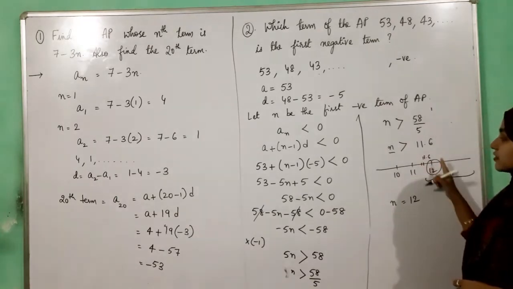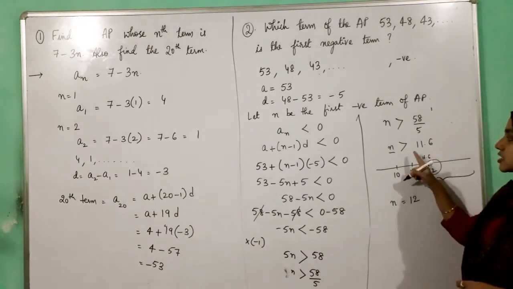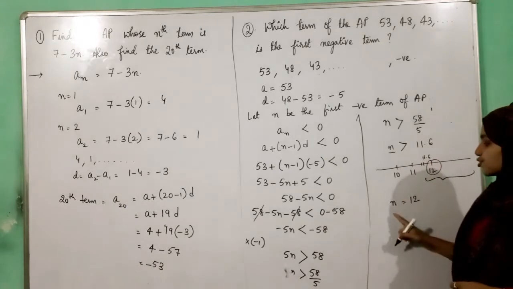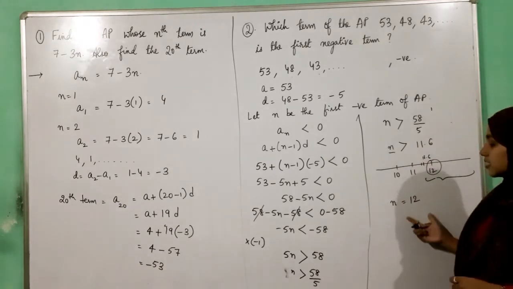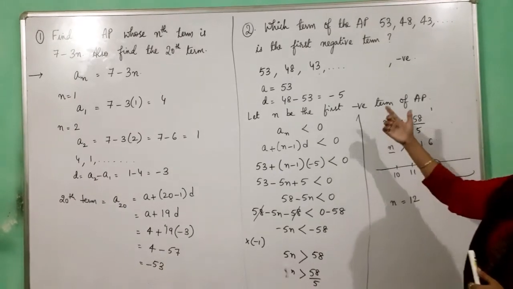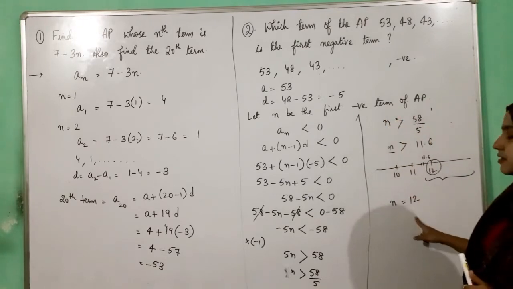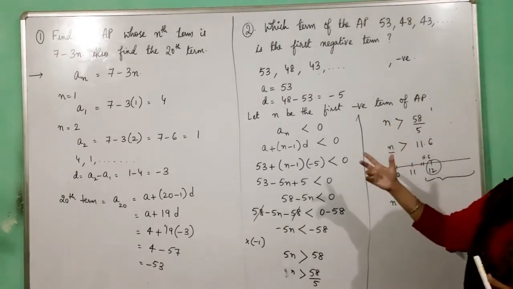That 12 is the first integer which is greater than 11.6. So n equals 12 is the term where I will get the negative number. First term where I will get a negative value.